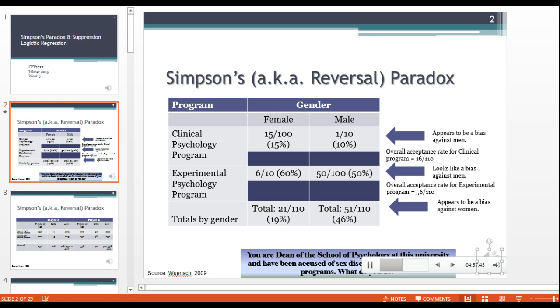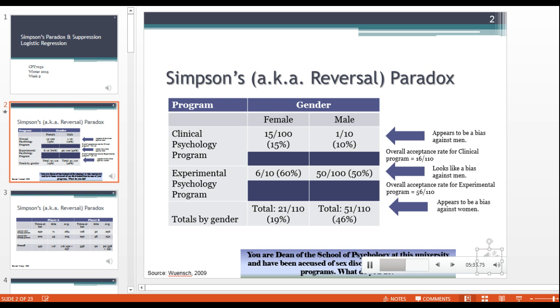And so what we have is an entanglement of gender and the program to which they decided to apply. And that is what's causing this reversal. So we have an unaccounted for variable in our model, and we can't make a good decision about discrimination until we control for that variable, and that is competitiveness of the program. So if we look at women's overall acceptance rate, the 19% in the total by genders row, this is going to be biased downward because most of the women are applying, again, to the more difficult program.